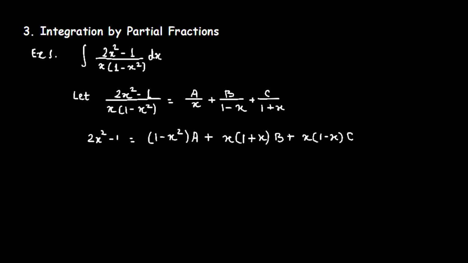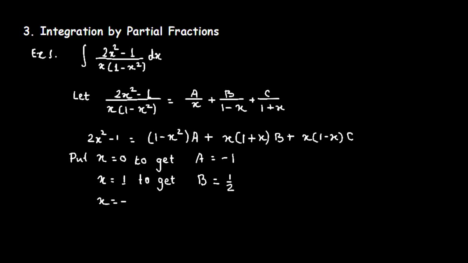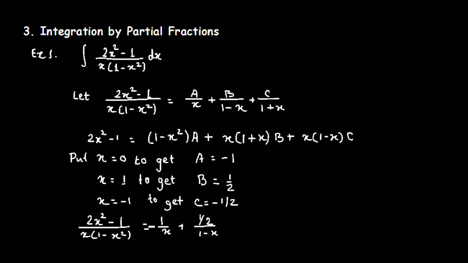Now we will try to find out the value of a, b and c. To do that, we are going to substitute the value of x with 0 to get a equals to -1. We're going to substitute x with 1 to get b equals to half, and x with -1 to get c equals to -half. So that gives us 2x squared minus 1 over x times 1 minus x squared in the form of partial fractions: -1 over x plus half over 1 minus x plus -half over 1 plus x.